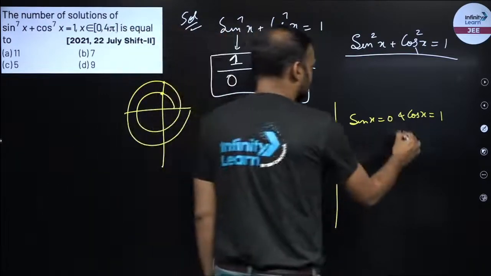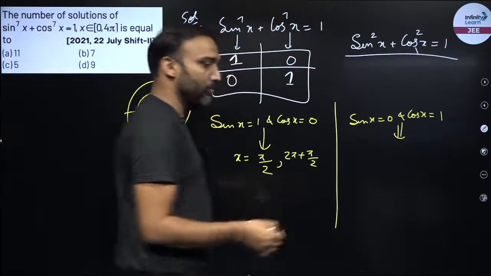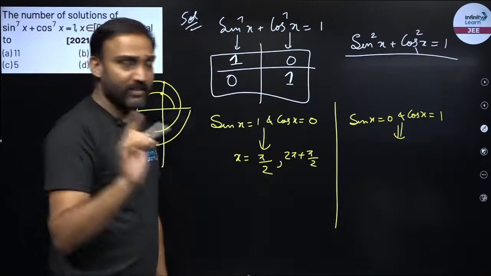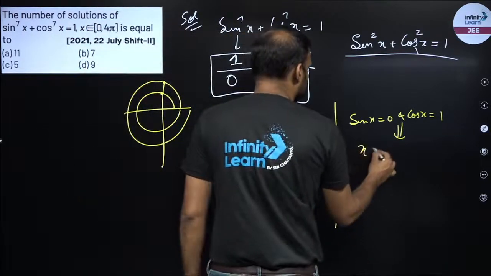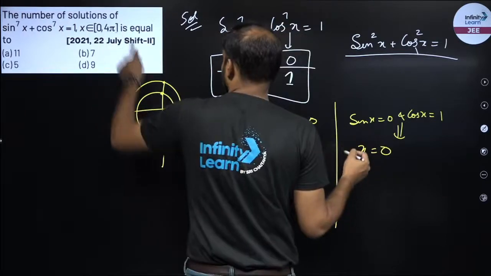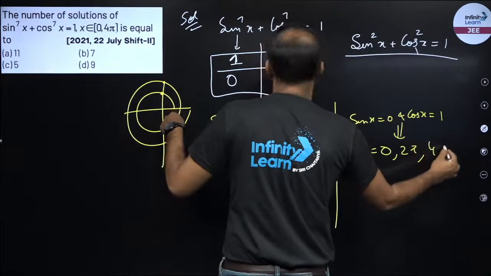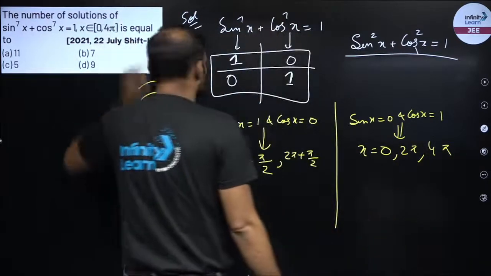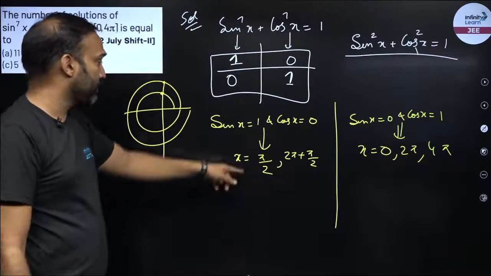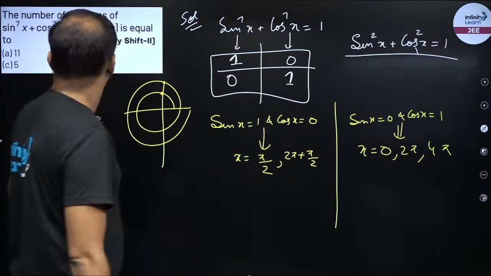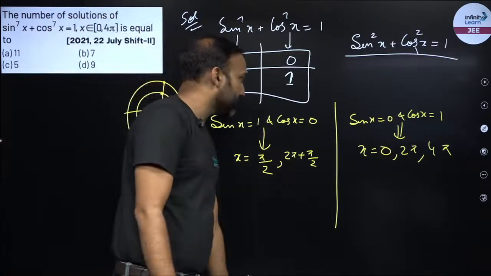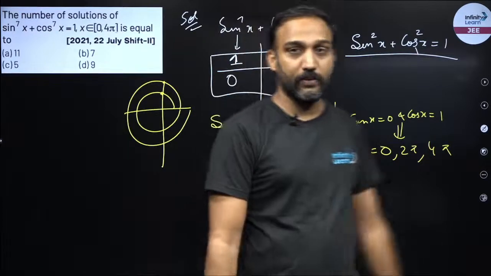Now let us see over here, sin x is equal to 0 and cos x is equal to 1. This happens at x is equal to 0, right? So x is equal to 0. I have to go from 0 to 4 pi. So I will have 2 pi and I will also have 4 pi, right? Because I have a 4 pi, close bracket at 4 pi. So I have 3 solutions over here, 2 solutions over here. Number of solutions is 5. So my answer is there are 5 solutions for this particular equation, right?